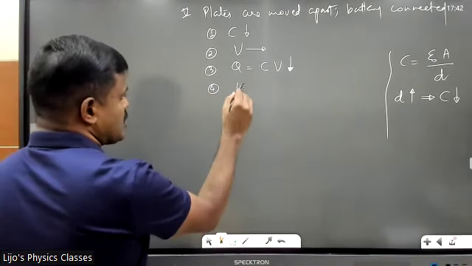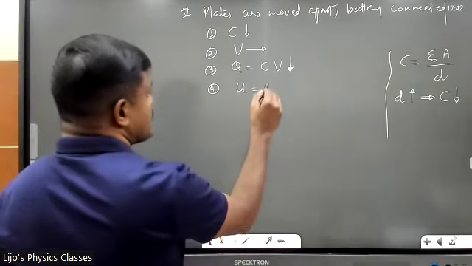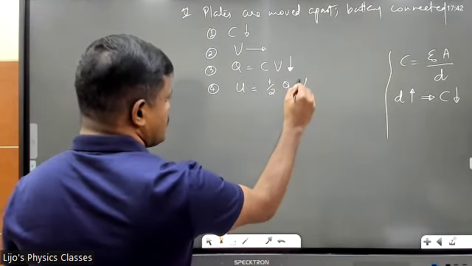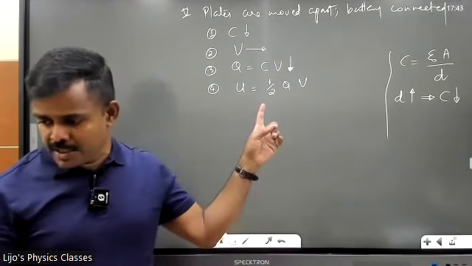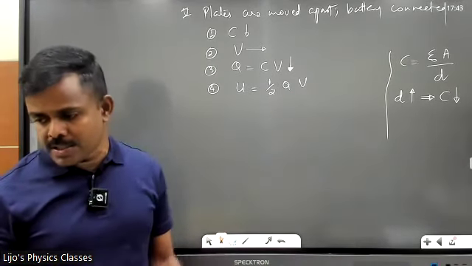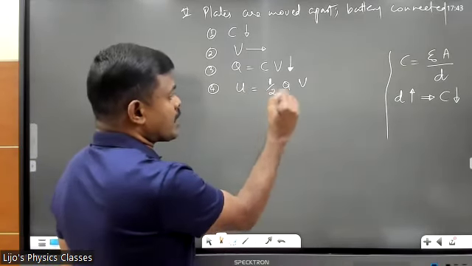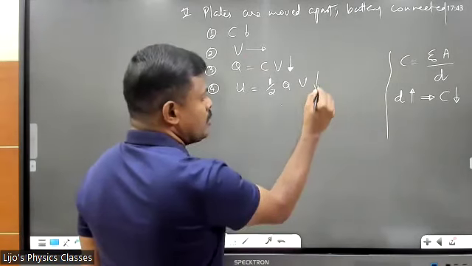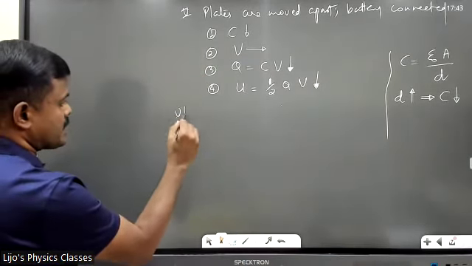Last one, energy. Energy is half QV. Half is a constant, V is a constant, Q decreases, so energy also decreases. Let's make the 6th case now. Write the 6th case.